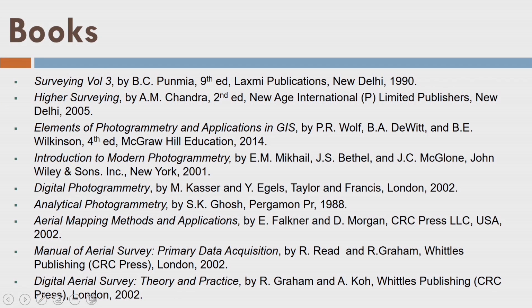So these are the books here. The first two books are not going to work, so we have to look for these three books. The first book is Elements of Photogrammetry with Applications in GIS by P.R. Wolf, Dewitt and Wilkinson. It is now available in India at a low price, so you can easily buy that book. However, for the remaining two books, you should join some library, maybe a public library or an institute library.